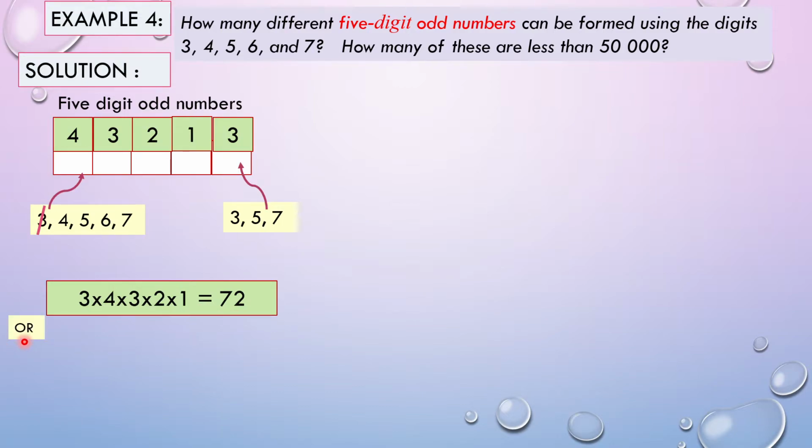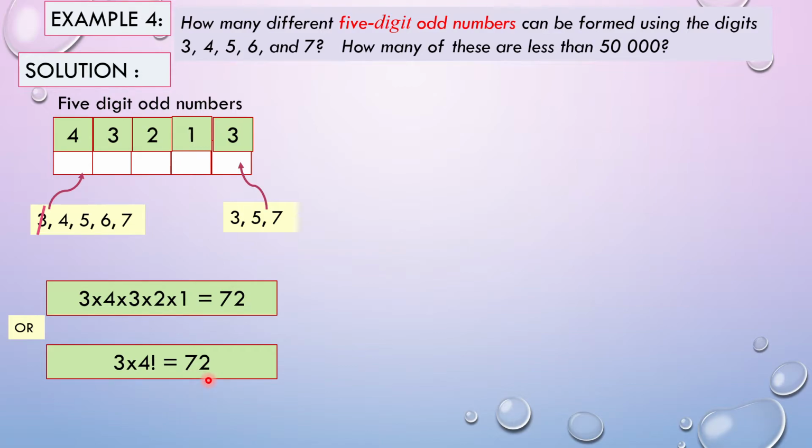Another way of answering this question is as follows: in order to obtain an odd number we have 3 digits times 4 factorial, because we have 4 digits left and we want to arrange all 4, therefore it is 4 factorial. This equals 72.